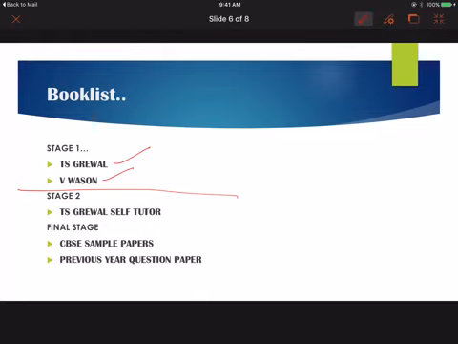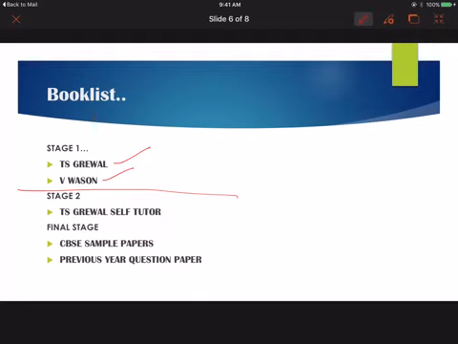Then what you can do is come to stage 2, that is the T.S. Grewal self-tutor. This is a book whose updated version usually comes around January, and it will take you around 20 or 30 days to complete. Okay, and I find this a very good book because it actually deals with the proper updated trend of the paper. So this is something which should be referred.